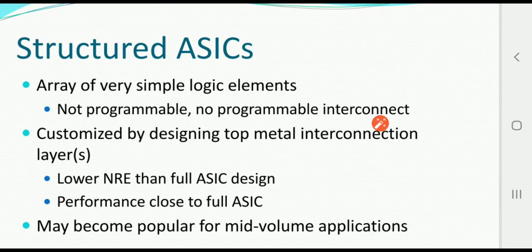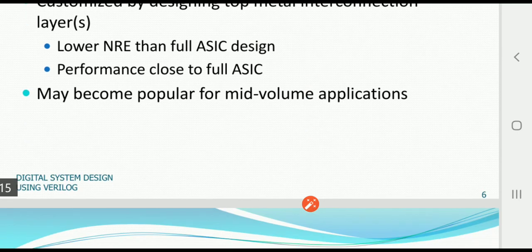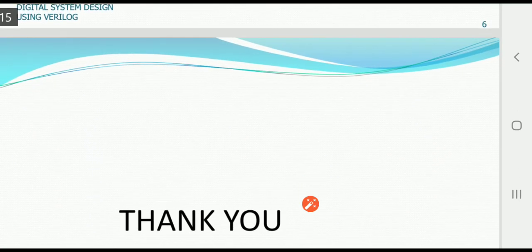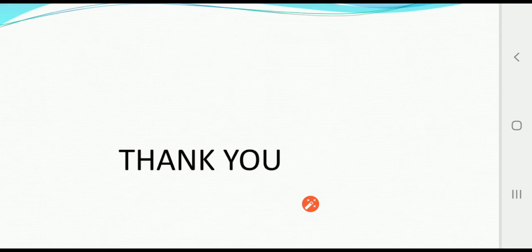By using a structured ASIC based on the application, it has a lower NRE than the full ASIC design. Performance is also close to the full ASIC. Again, NRE is non-recurring engineering cost. So this is about structured ASICs, which are different from the normal ASIC and use fewer components to implement a particular function. So this is about the FPGA and its basic elements, the platform FPGA and structured ASICs.